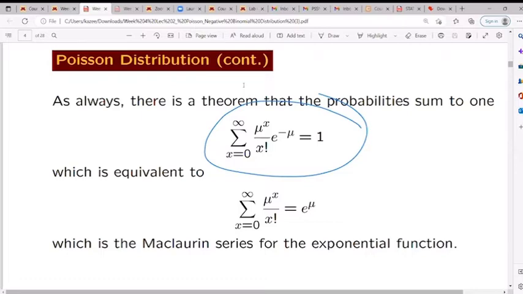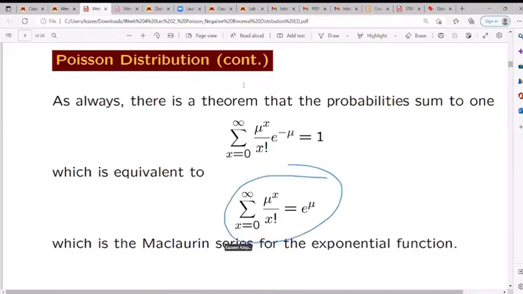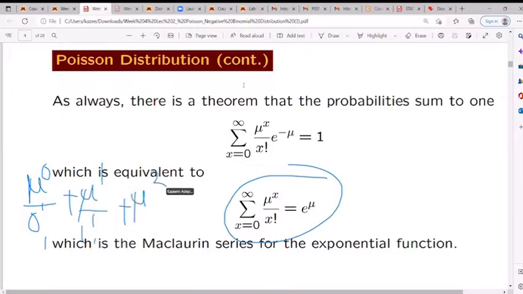There's a way we can actually show that, okay? Now, this is a way to show that from the Maclaurin series. I want to tell you this. From a Maclaurin series, the summation of mu raised to power x over x factorial. I don't know whether you've come across that before. When you have mu raised to power 0 over 0 factorial plus mu raised to power 1 divided by 1 factorial plus mu raised to power 2 divided by 2 factorial, and so on like that.